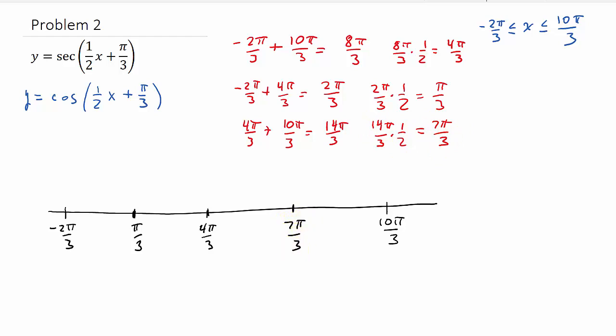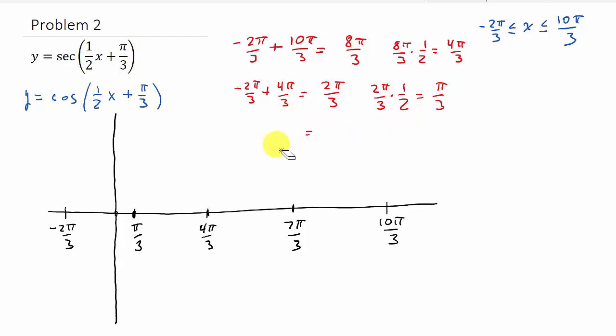And then I can draw in my y-axis, and well, 0 is closer to pi over 3 than it is to negative 2 pi over 3. So the y-axis is probably going to be about right in there somewhere. Okay. Alright.